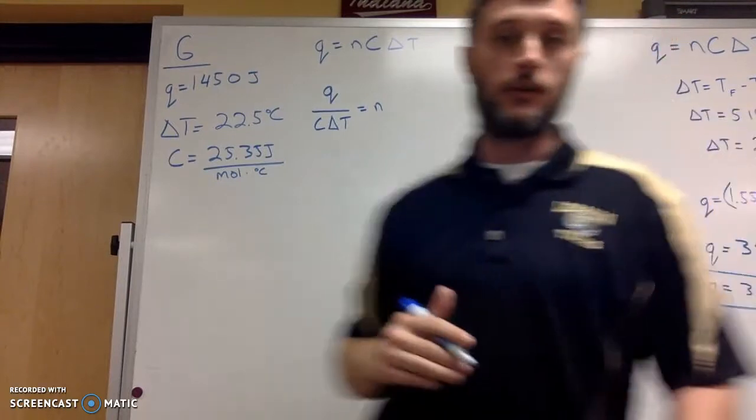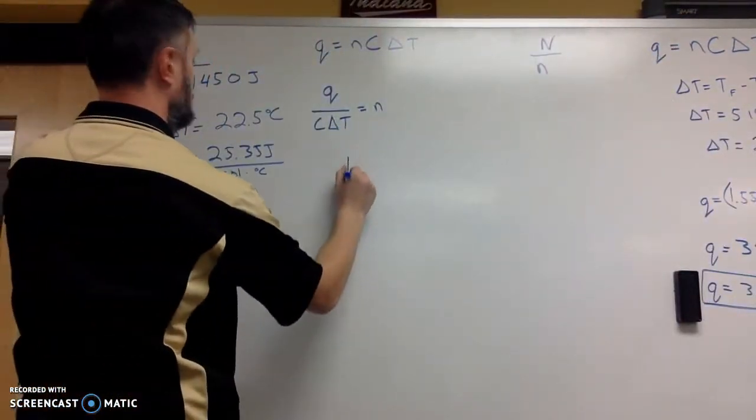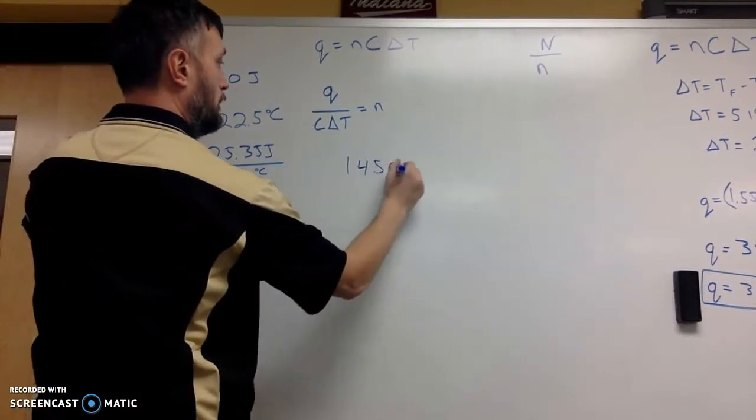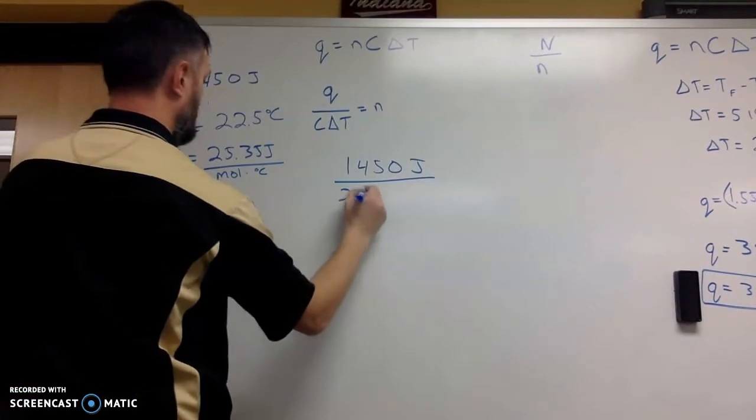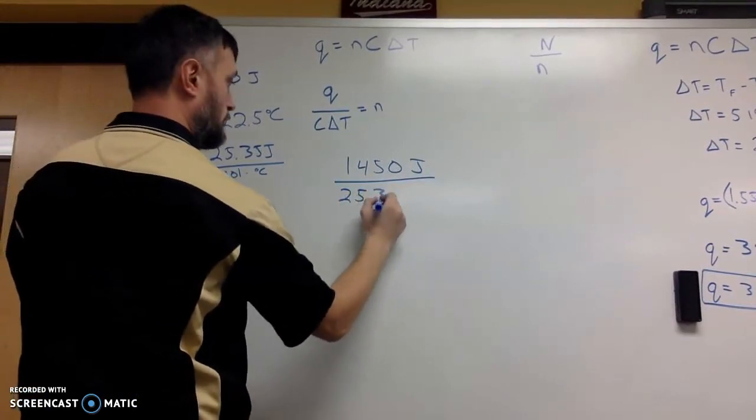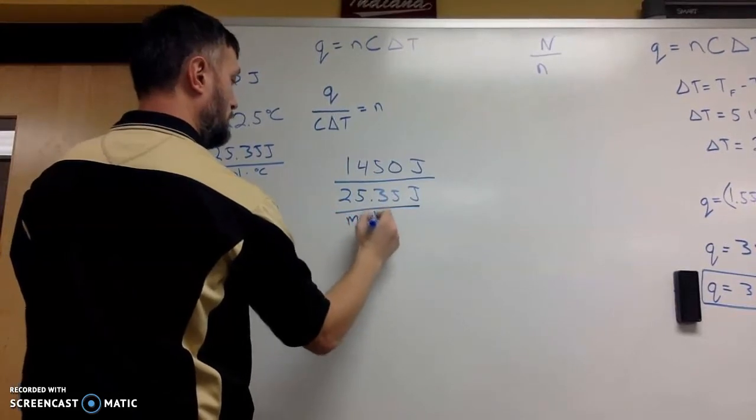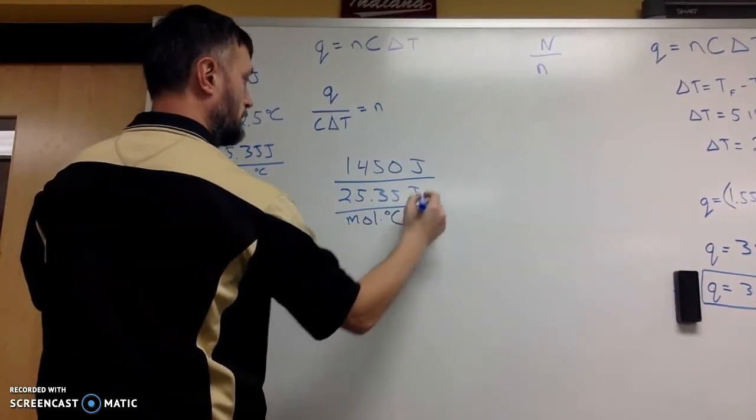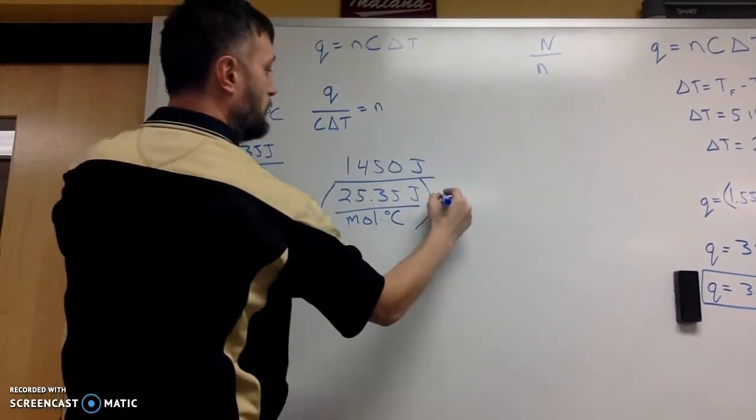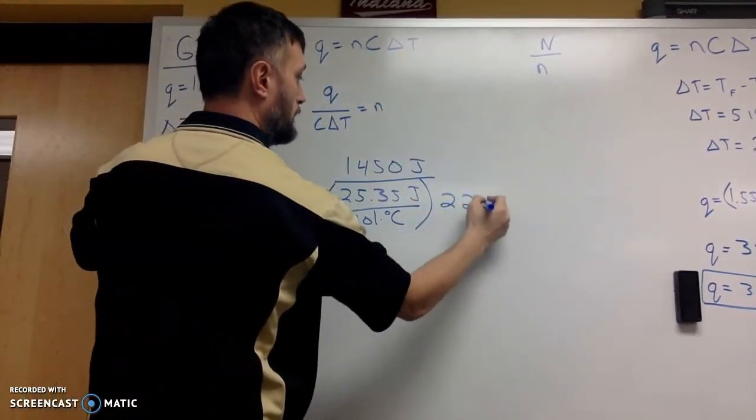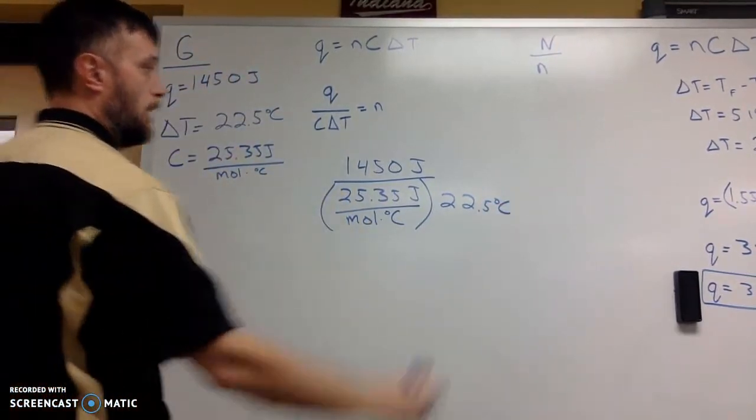So let me step over to the other side again. Okay, so I've got my 1450 joules over, I think that says 35 joules per mole degrees Celsius. And I've got to multiply by my delta T. Ooh, they gave me my delta T this time, so I don't have to calculate it. That saved me a step, so that's good. And that equals n.